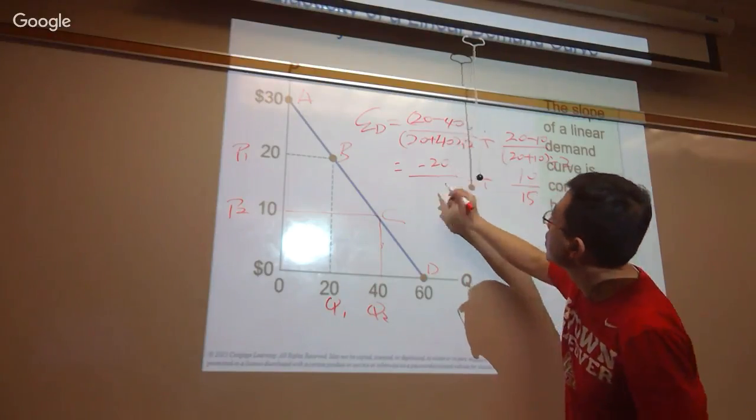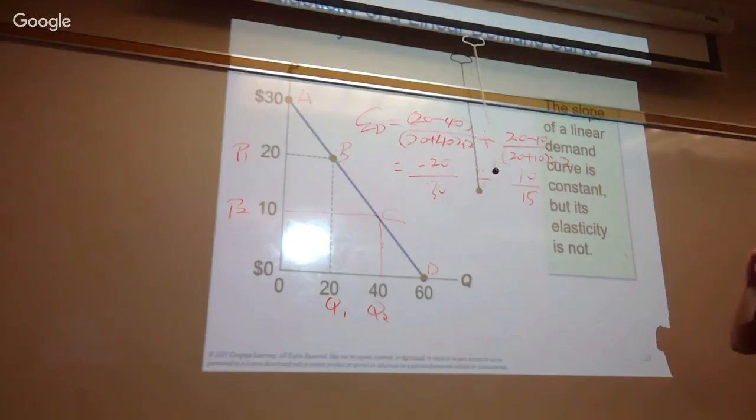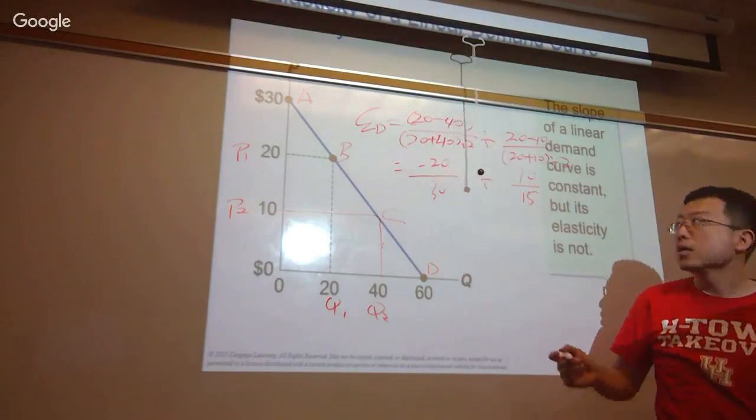This is 30. Does it matter what side we put it to? Let's say we put 40 minus 20. Oh, it doesn't matter. So again, the benefit of the Midpoint Method is that if you switch this, the answer is still the same. Right?